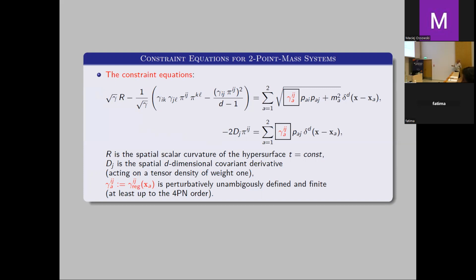And the most interesting thing is that these Dirac deltas in the source part of the equations are multiplied by some terms which depend on the metric, which is supposed to be singular at the position of the particles. So at this moment, you should replace this metric by some regular value of it computed on the world line of the particles. I will explain how this can be done, and at least up to the fourth post-Newtonian order, this can be done perturbatively and unambiguously.